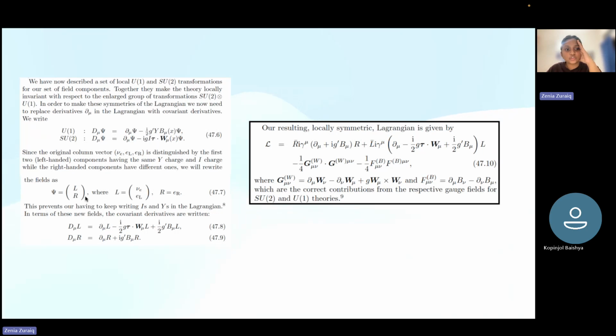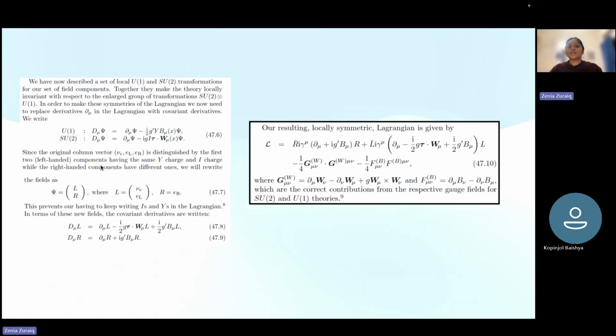And you can see that we are going to write the left-handed and right-handed components separately, where the left-handed component will have both the neutrino and electron, whereas the right-handed component will only have the electron, because this is not affected. We are just separating it because it is not affected by SU2, so it won't have this extra term corresponding to SU2. So the left-handed covariant derivative looks like this because it has contribution from SU2 transformation and from the U1 transformation. The right-handed covariant derivative looks like this, only has transformation from the U1. So our theory is resulting locally symmetric.